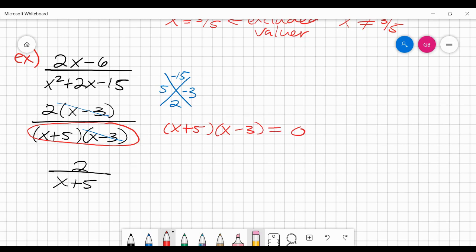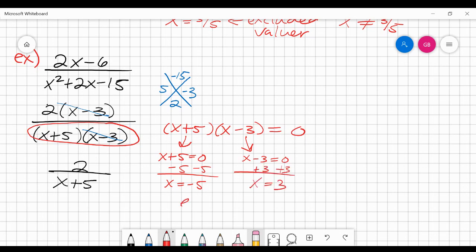It's equal to 0 when x plus 5 is equal to 0. We'll subtract 5 on both sides, so x is negative 5. Also, when x minus 3 is equal to 0, if I add 3 to both sides, x is equal to 3. These are the excluded values. Or you could say x does not equal negative 5 and x does not equal 3. Hope that helps.